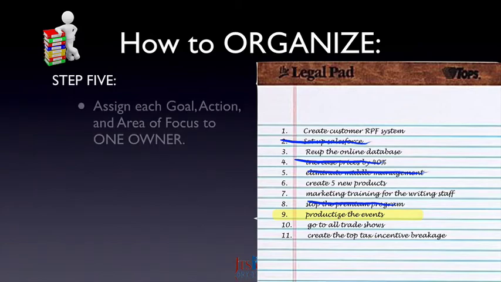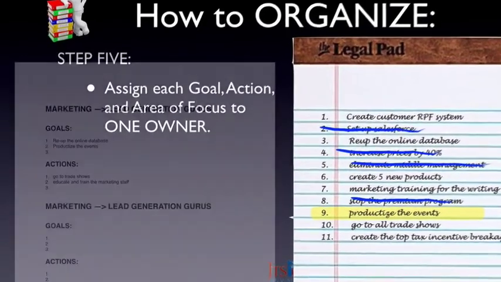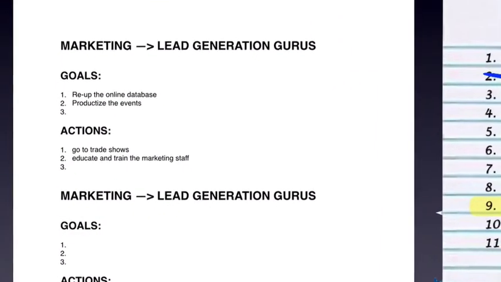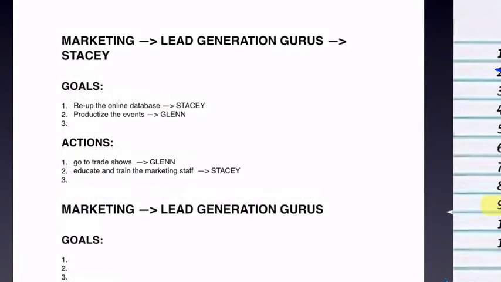Next, step 5. Assign each goal, action, and area of focus to one owner. This is important. You want to put an owner under each and every item here. Goals, areas of focus, actions, etc.